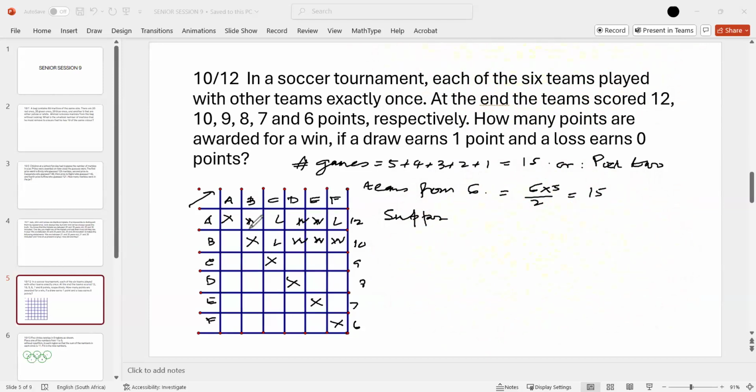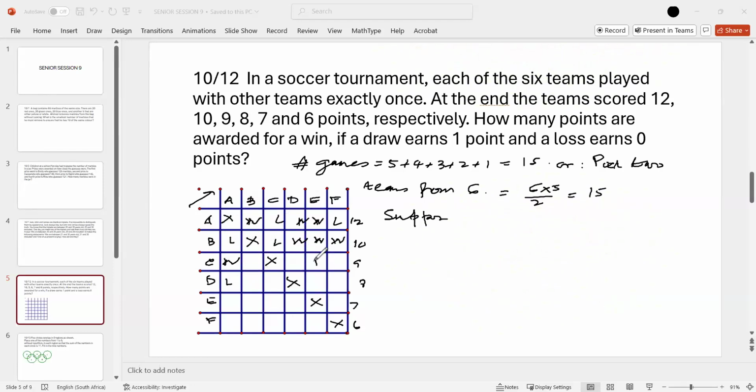But if there's a win here, then there's a loss here, right? A plays C, A lost to C, so C won. So there's a W there. So A beat D, so D lost. So every time you have a W on this side, you have an L on this side. Right? But it could be a draw.